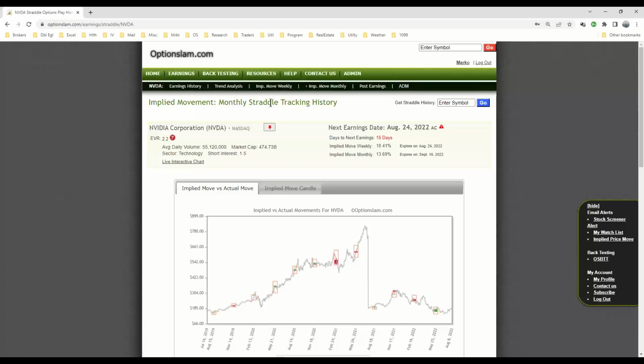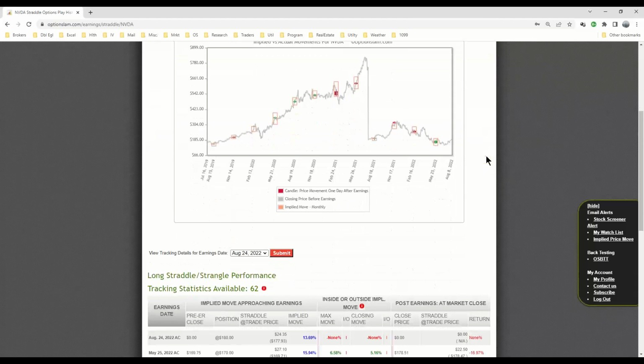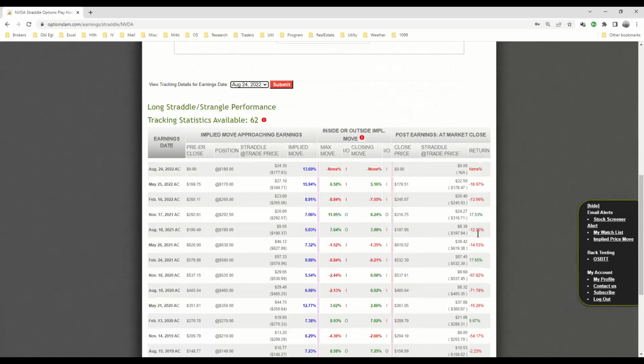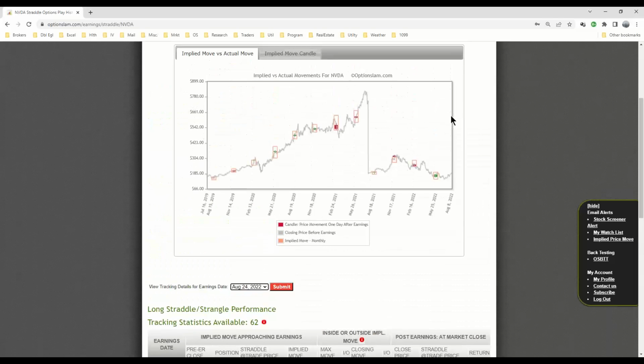We track the straddle price of the stock, and we allow you to look back at many previous earnings here. And what's hidden on this page right now is another table that will reveal to you all of the straddle tracking that we did that goes to making these two charts.